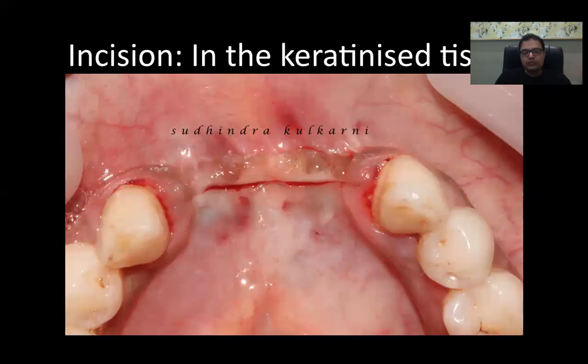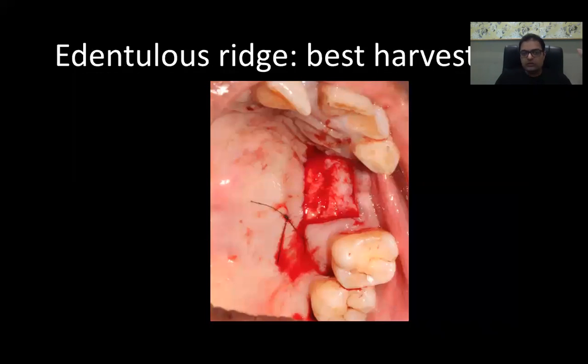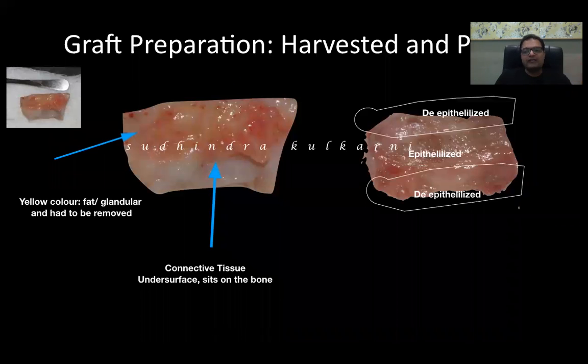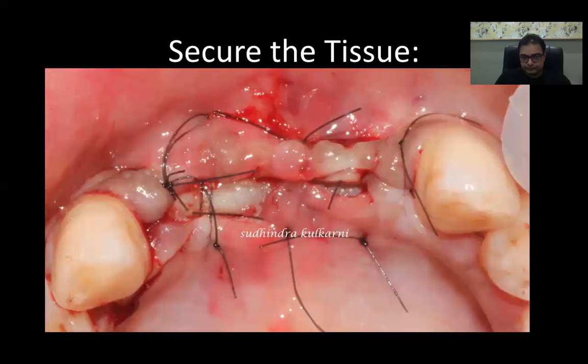So what we do now, we make a mid-crestal incision and separate out. We have good tissue on the buccal, so that's not our consideration. So we go to the palate and harvest the tissue. In what form do we harvest? We harvest the free gingival graft and then de-epithelialize. So we leave a part epithelialized and a de-epithelialized portion on the buccal and on the lingual, as you see there, and then tuck it. So now what happens? The epithelialized part goes on the top and the de-epithelialized underneath.